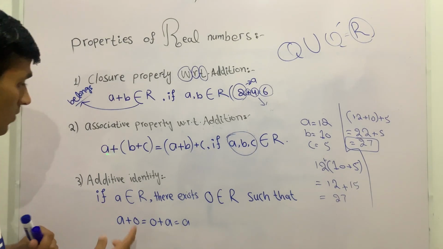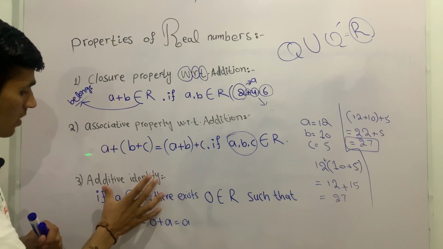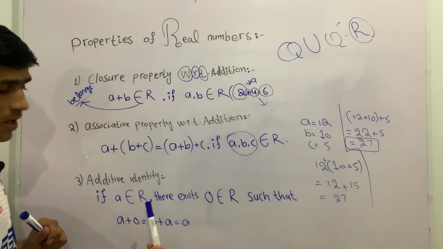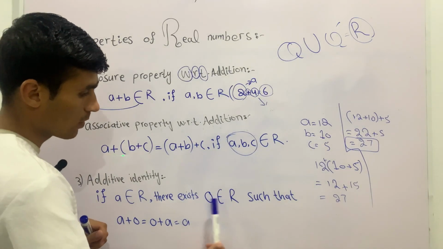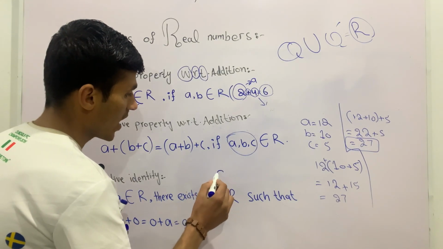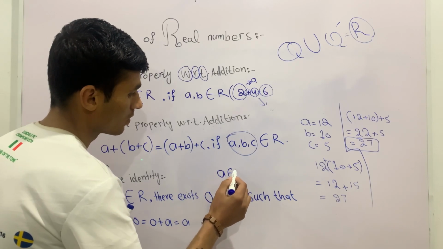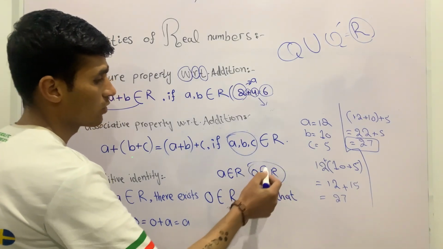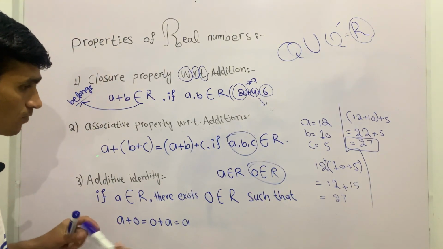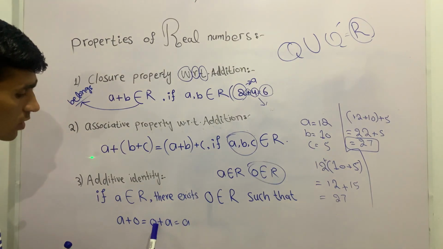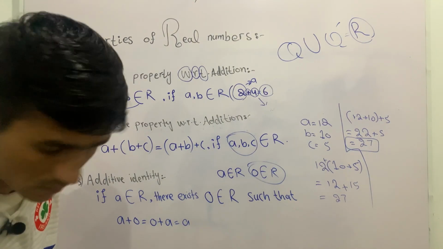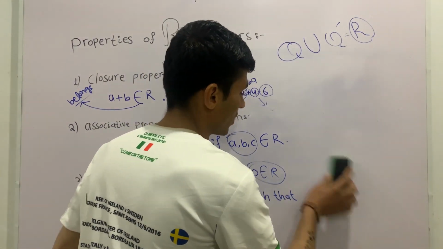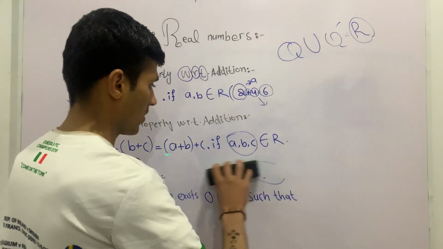Additive identity. This is also a property with respect to addition. If a belongs to R, then 0 also belongs to R, because 0 is also a real number, such that a plus 0 equals 0 plus a. I'm going to show you an example so you can understand it easily.